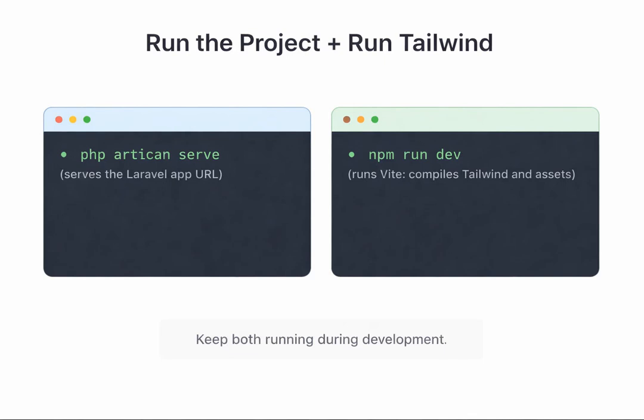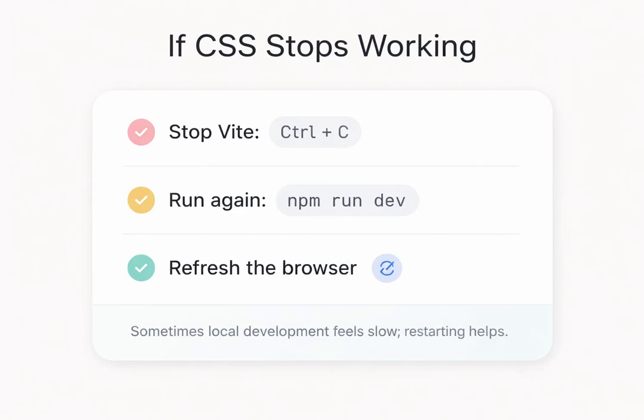To actually make Tailwind work during development, two processes are typically running. One is php artisan serve, which serves the Laravel app. The other is npm run dev, which runs the Vite development script and compiles Tailwind and other assets. You usually keep both running. If you write Tailwind classes and nothing changes, a common fix is to restart the Vite process. Stop it with Ctrl+C, run npm run dev again, and refresh the browser. Local development can sometimes lag, so restarting the asset pipeline is a practical troubleshooting step.